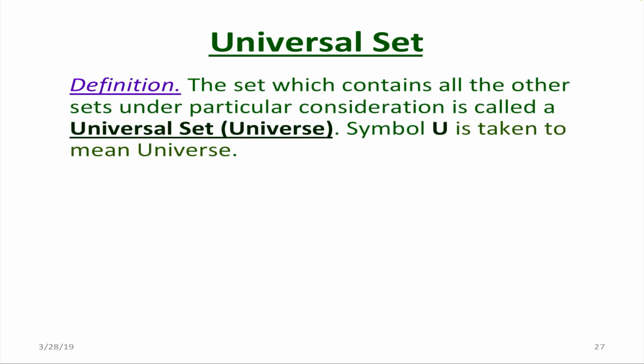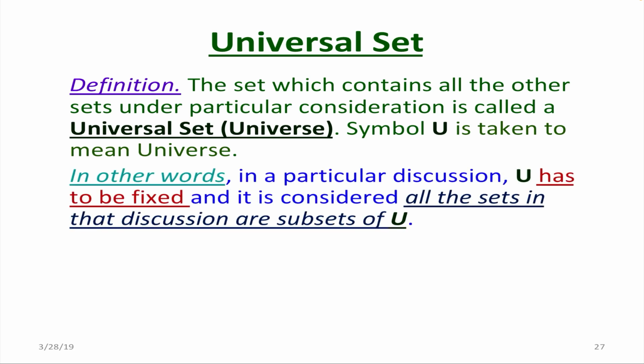Now, let's talk about the universal set. The set which contains all the other sets under particular consideration is called a universal set or universe. The symbol U is taken to mean universe.